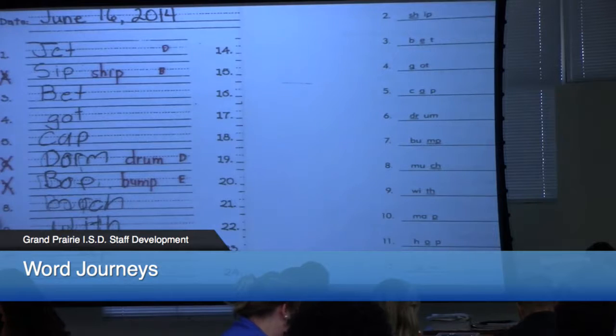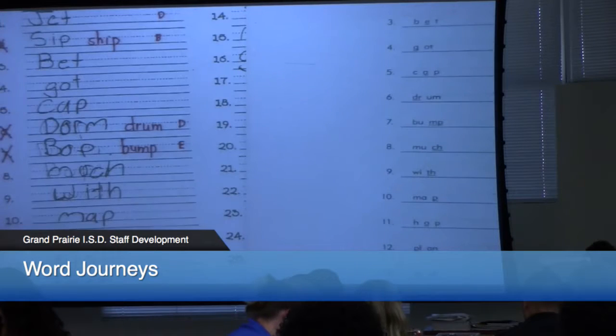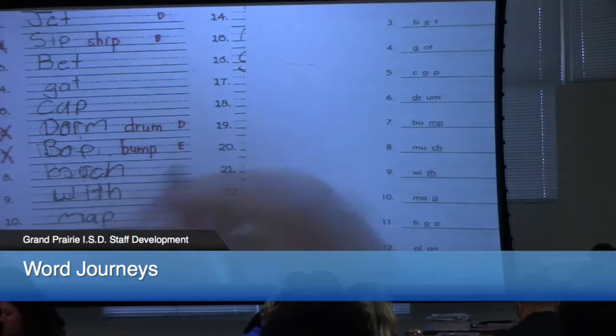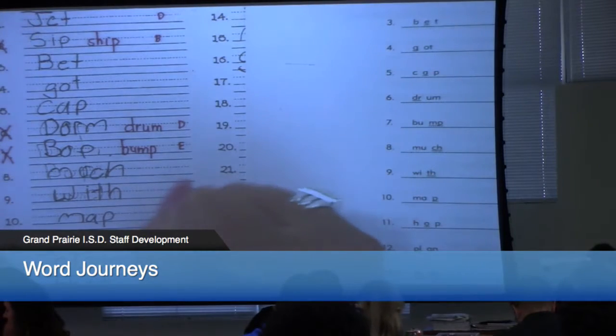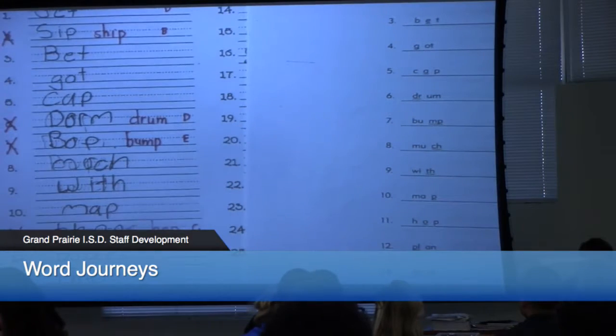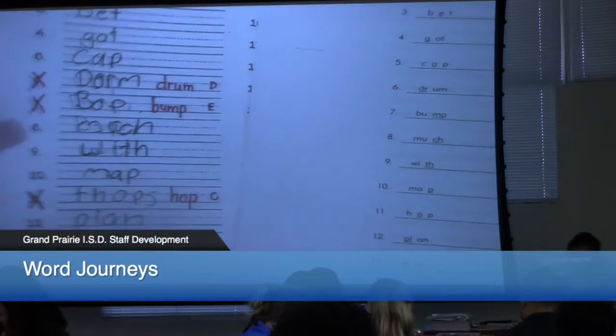Number 8 is much. And it looks like she erased it and then she rewrote it, and it is M-U-C-H. Okay, sometimes it's hard to read. Number 9 is with. Number 10 is map. Number 11 is what? Hop. And baby wrote what? Thops. So we're going to mark it wrong, and we're going to rewrite it hop. And what letter goes with that? C. Baby wrote the word plan right. Is that correct? Yes. Slid.